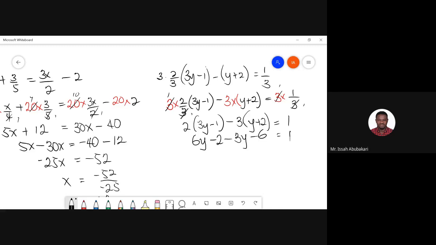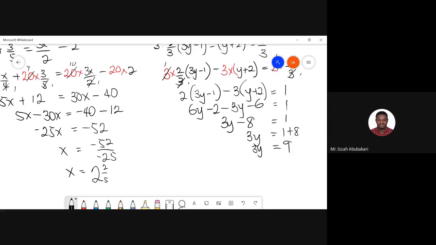Now, let's simplify. After that, we group like terms. So simplification, 6y minus 3y will give us 3y. Minus 2 minus 6 is minus 8 is equal to 1. Now, let's group like terms. All the terms with the variable on the left, 3y. All the numbers on the right, 1 plus 8. 3y is equal to 9.